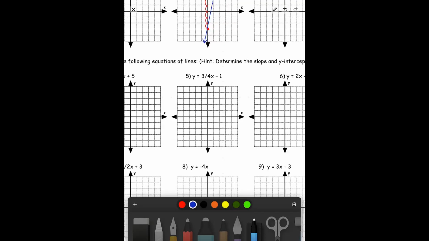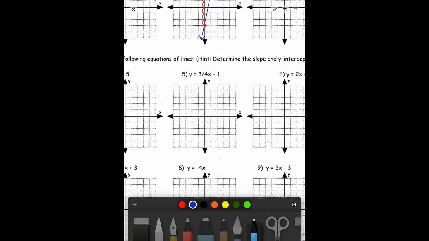So let me do number 5. This one, they gave us the equation. They said y equals 3/4 x minus 1. So hopefully you know by now that the slope is just the coefficient of the x. So it's going to be 3/4. And the y-intercept is the constant. So that's -1. So b equals -1.